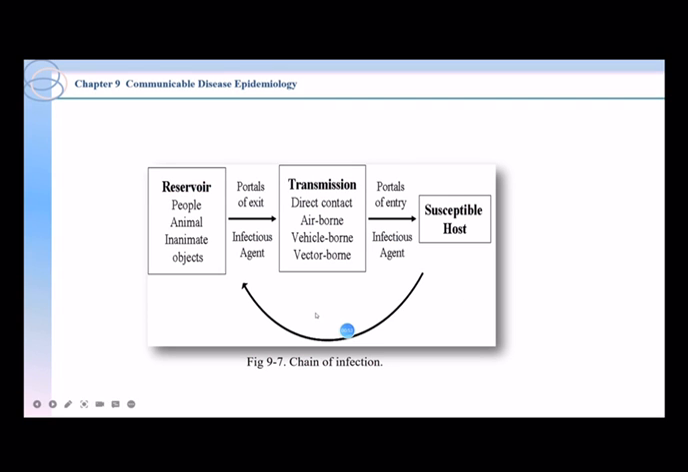So the reservoir can be people, animals, or other objects. The transmission route can be direct contact, airborne, vehicle-borne, or vector-borne. And there are also susceptible hosts that can be influenced by different factors that we're going to talk about later.